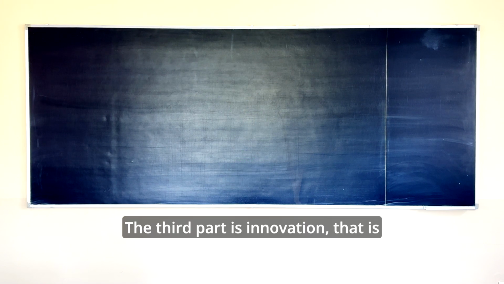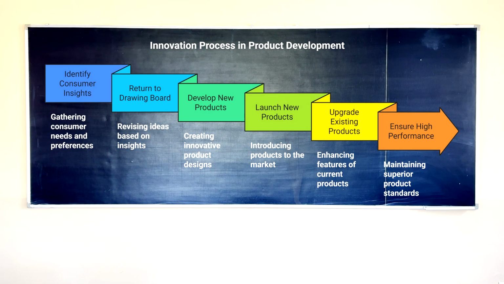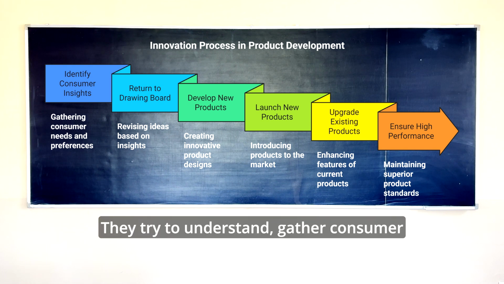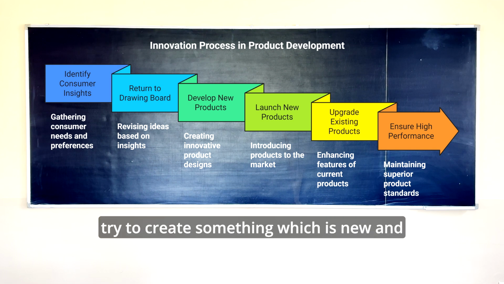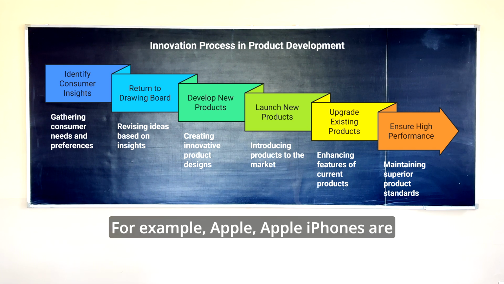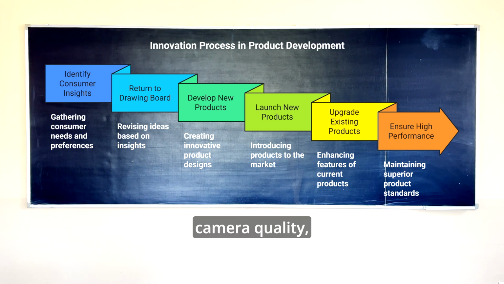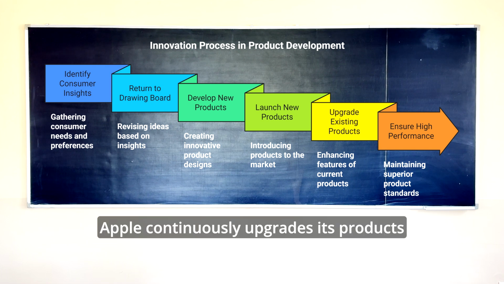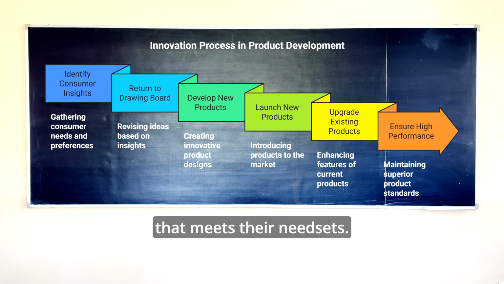The third part is innovation, that is creating new products based on the constant research and development that organizations are doing these days. They try to understand and gather consumer insights, take it back to the drawing board, and try to create something which is new in the market. For example, Apple. Apple iPhones are known for their high performance in terms of speed, camera quality, battery life, and ease of use.